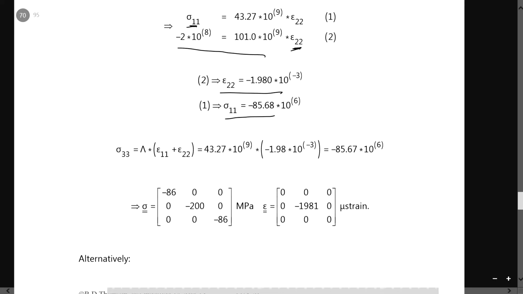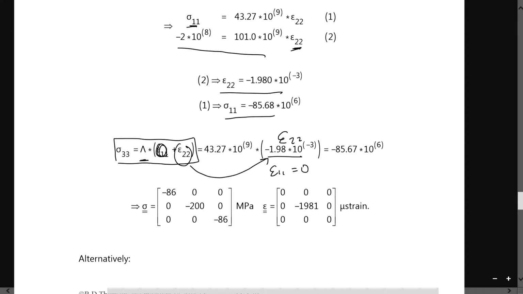Alright, you're subbing into this, the equation that we just saw, right? And then the epsilon 2 2 is over here because epsilon 1 1 is equal to 0, so this is 0. Epsilon 2 2 is simply translated over here, and this is the Lamé's constant over here. Alright, so when you multiply, you will get this one, your stress 3 3. And then this is your principal stress.